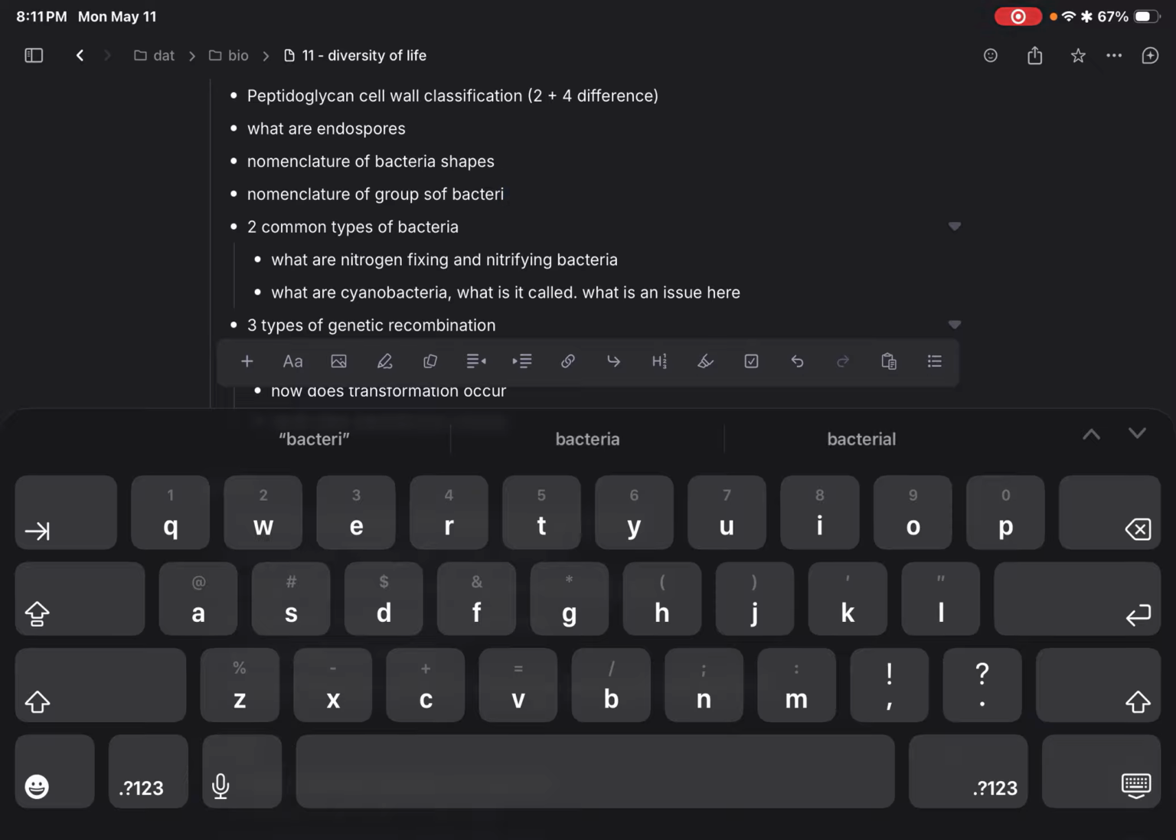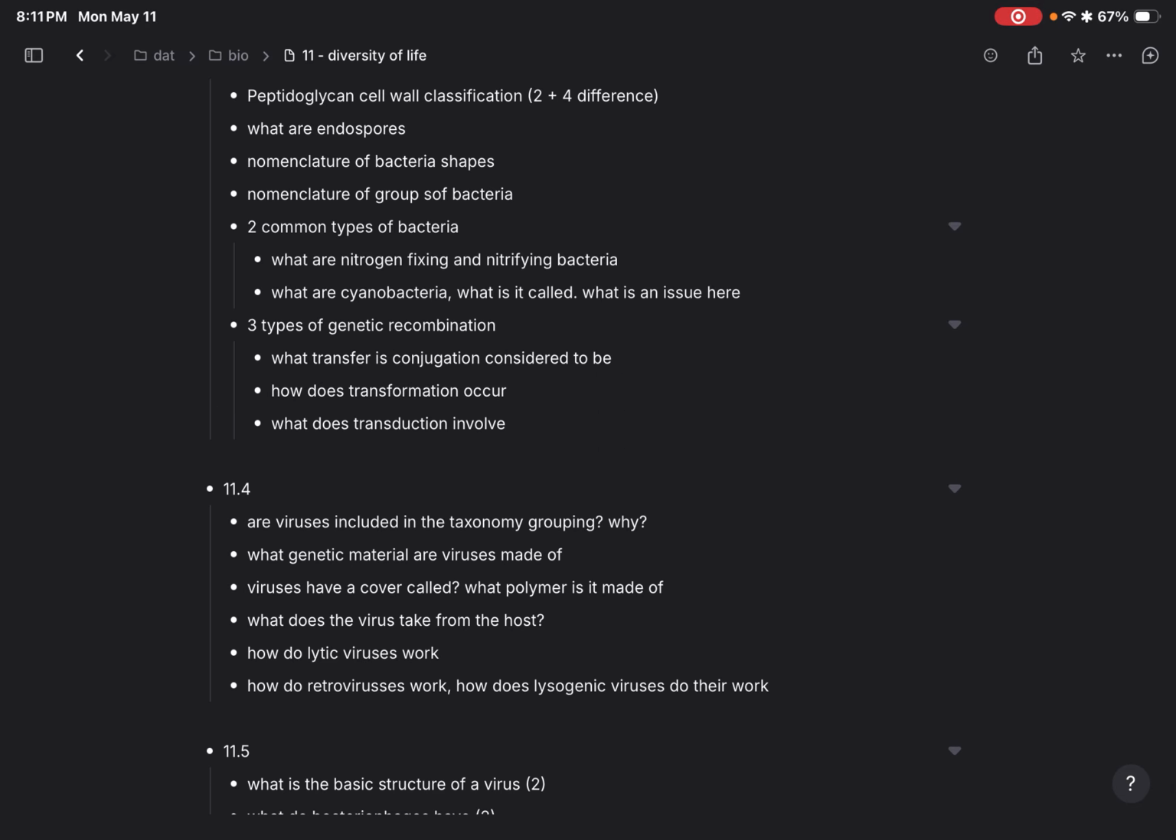Okay, what are endospores? Those are just dormant bacteria cells that activate when the conditions are right. They can withstand crazy conditions.